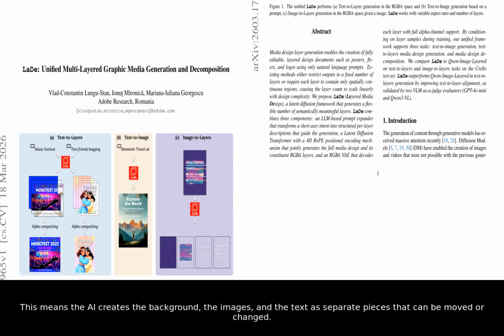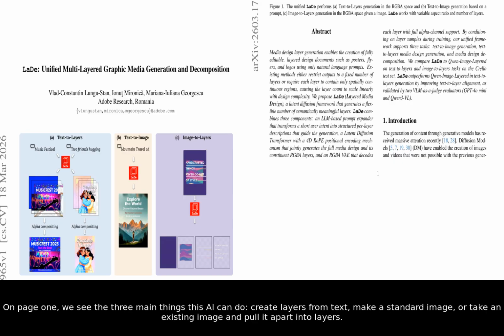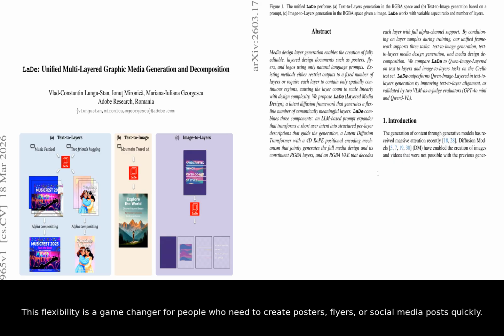This means the AI creates the background, the images, and the text as separate pieces that can be moved or changed. On page 1, we see the three main things this AI can do: create layers from text, make a standard image, or take an existing image and pull it apart into layers. This flexibility is a game changer for people who need to create posters, flyers, or social media posts quickly.